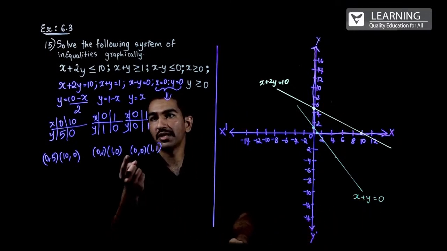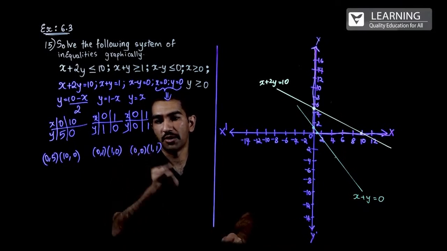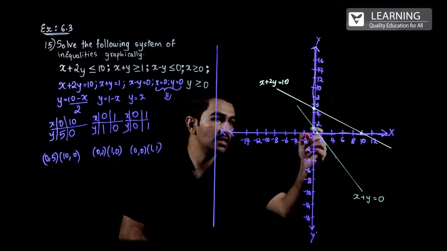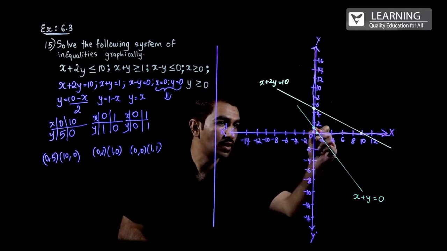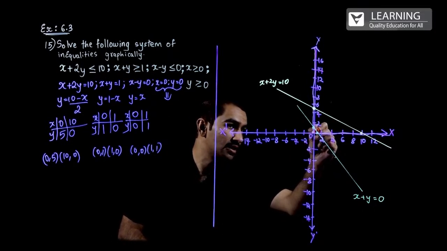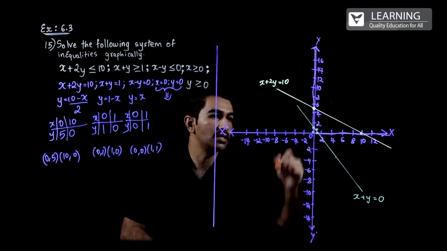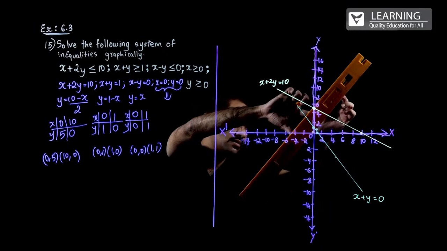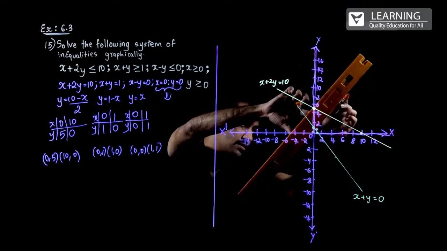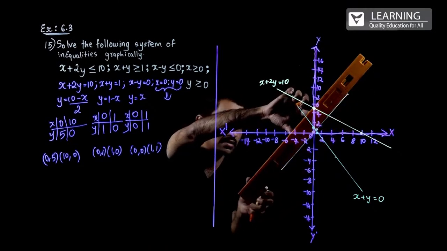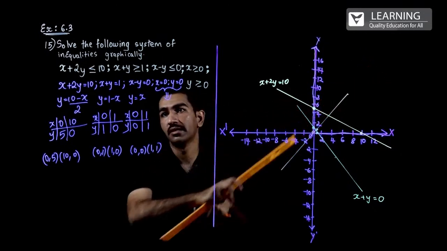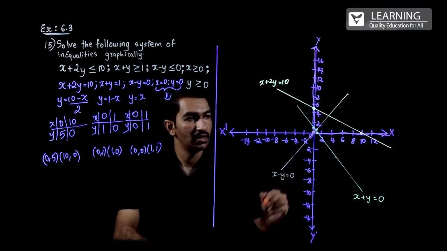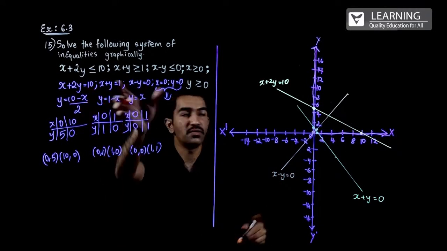Alright, moving on to the next one. These coordinates we'll plot: 0, 0 and 1, 1. Okay, so 0, 0 is here. 1, 1 will somewhere come here. Join these both points like this. So this will be, what is the equation? X minus y is equal to 0. Okay, so 3 inequalities we have already plotted.